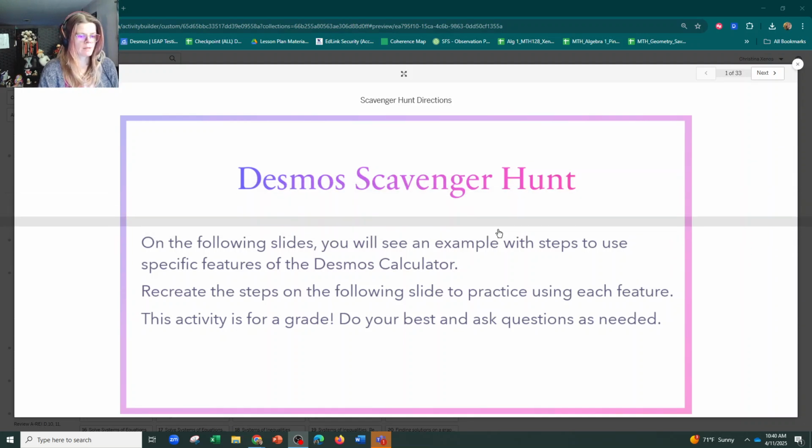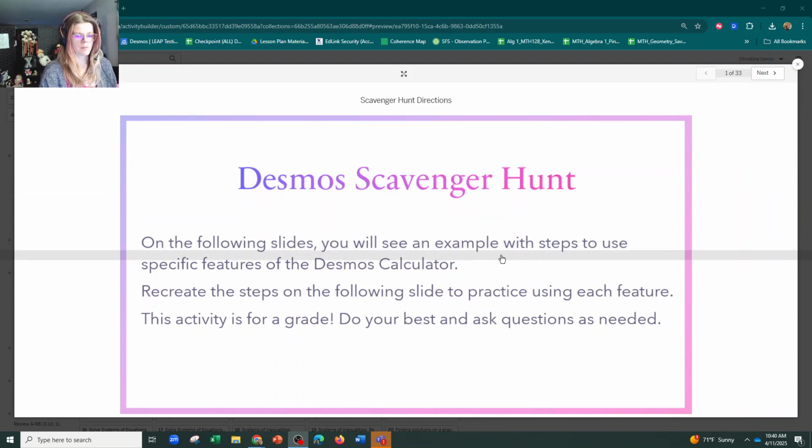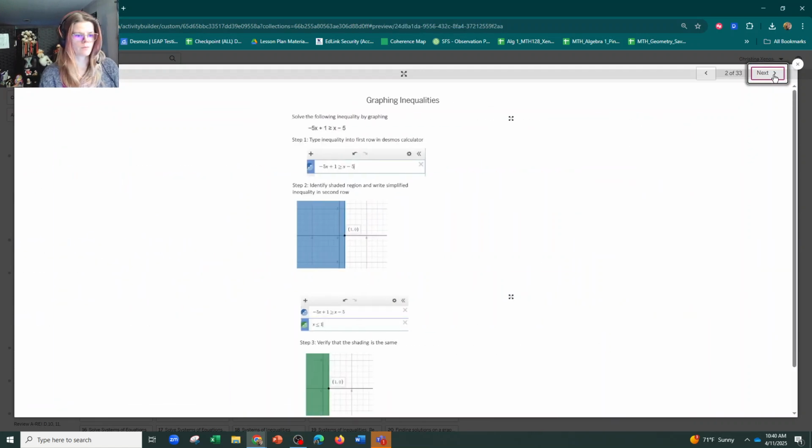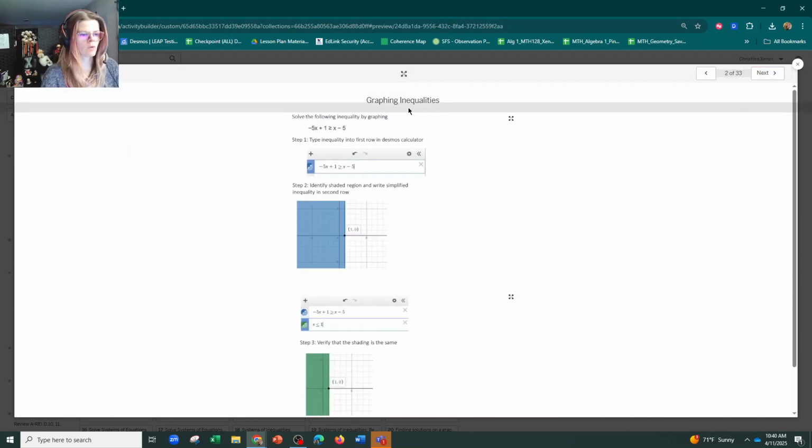So the assignment for my students is they're going to see an example with steps to use specific features of the Desmos calculator. And then I'm asking them to recreate those steps on the slide that follows. So to dive into it, we're starting out with just graphing inequalities.